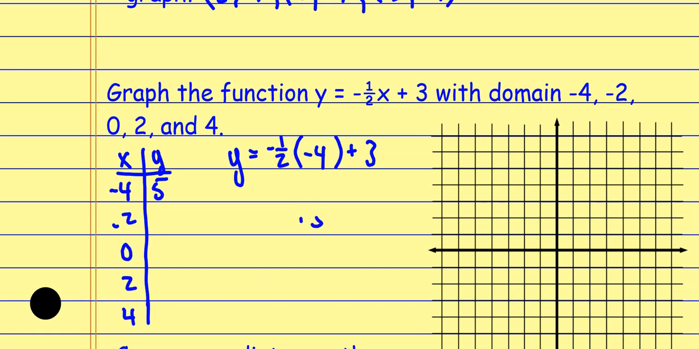And now I move on to the next one. It says to plug in a -2. Again, times the -1/2, that's just saying divide by -2, right? So that's a +1 plus 3. Hey, that's a 4. The next one, if I plug in the 0 this time, anything times 0 is 0, so that just says 0 plus 3, which is 3.